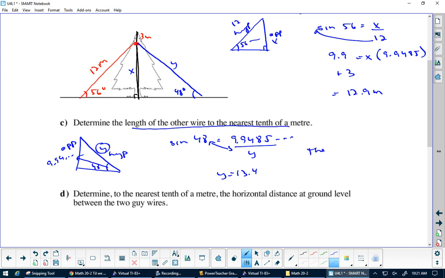So the other guy wire, I cannot spell today, well, usually most days I can't. The guy wire is 13.4 meters long.